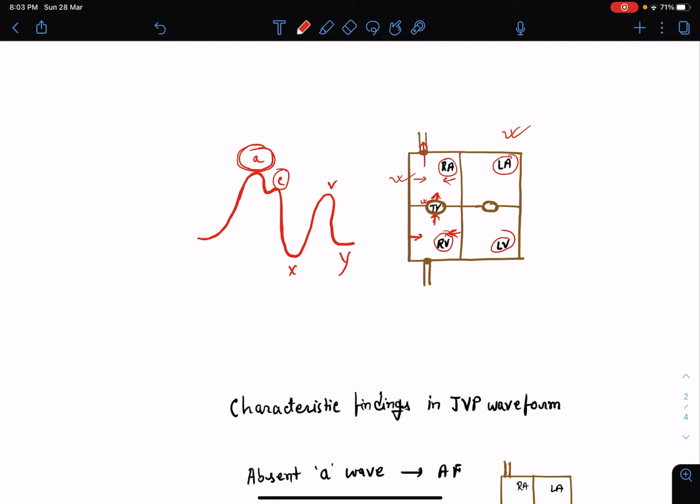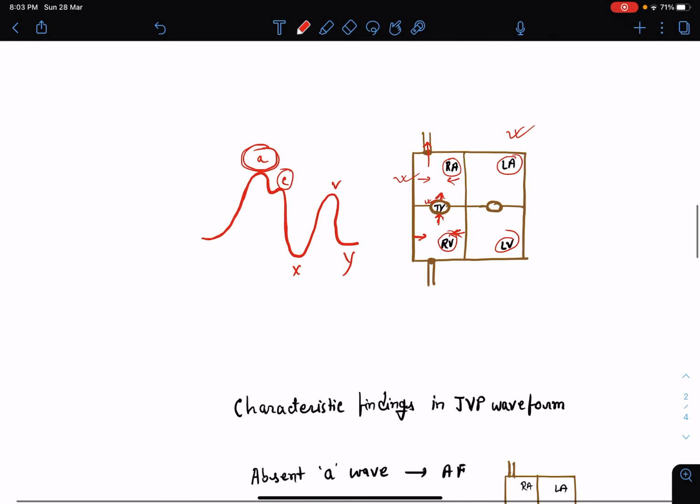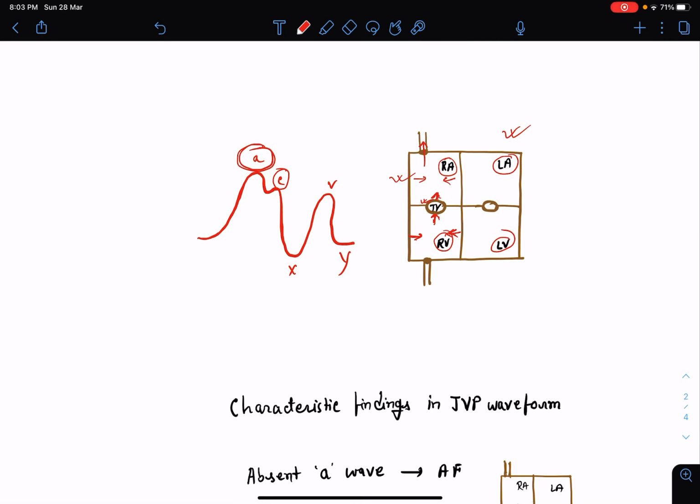Now what happens next? After the isovolumetric contraction phase is over, there will be opening of the pulmonary valve and there will be blood flowing into the pulmonary circulation. So there will be relaxation of the right ventricle. Due to the relaxation of the right ventricle, the tricuspid valve will again come down and there will be relaxation of the right atria. So because of relaxation of the right atria, there will be decreased pressure in the jugular vein, thereby resulting in the X descent.